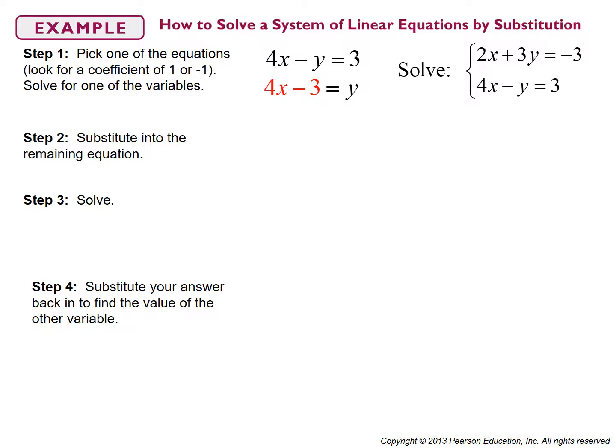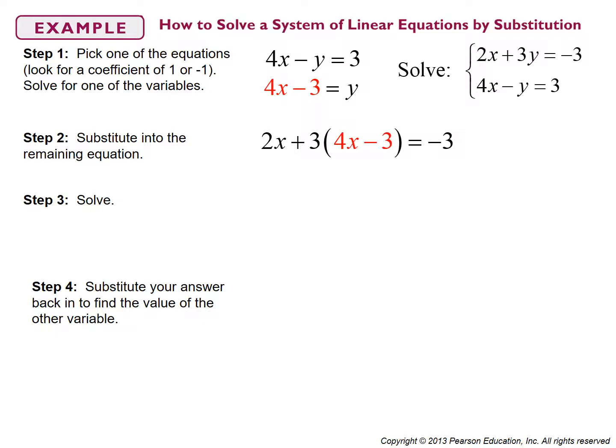This is now what we substitute into the other or the remaining equation. So the other equation is 2x plus 3y equals -3, but instead of y, I'm going to use the formula that we have for y. In other words, the equation becomes 2x plus 3 times the quantity 4x minus 3, because we have to make sure that we multiply 3 by all of y, not just part of it. So we do need these parentheses, equals -3.